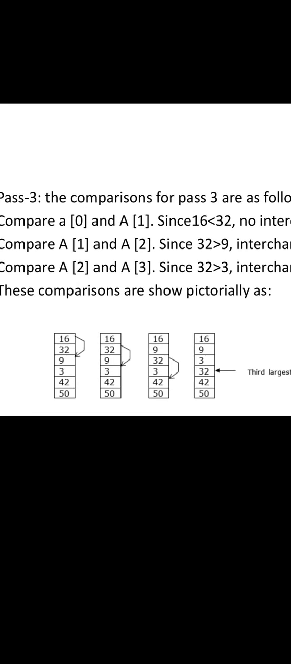In the next iteration, you compare 32 and 9. So 9 is lesser, 32 is larger. So again we need to swap them. After swapping, we will get 32 in the third position, 9 in the second position. Then compare 32 with 3. So again 3 is lesser, 32 is larger. It will get swapped. After this iteration, you can observe last 3 elements are in the correct place, that is 32, 42 and 50. All 3 elements are sorted and it is in the correct position.